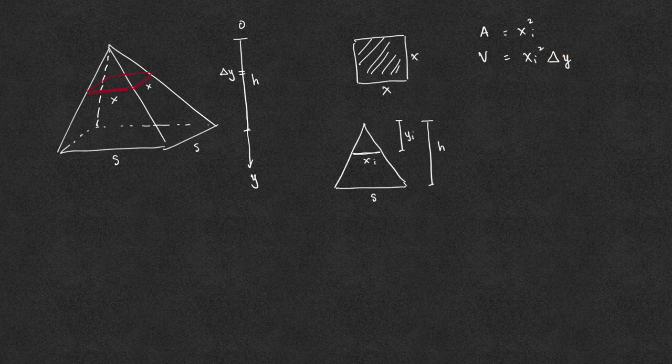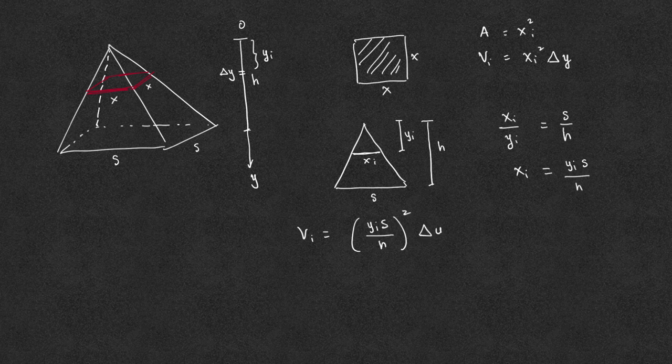We then use similar triangles to express x in terms of y. The distance from the origin to the slice is y sub i. Using similar triangles, we have x sub i over y sub i equals s over h. x sub i is therefore y sub i times s over h. The volume of a representative slice is (y sub i times s over h) squared times delta y.